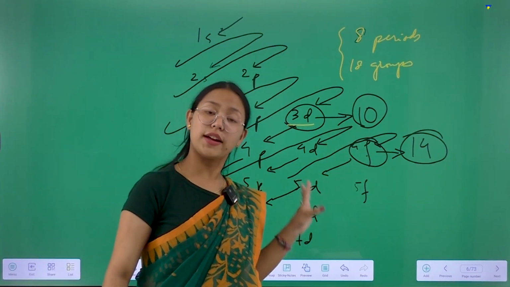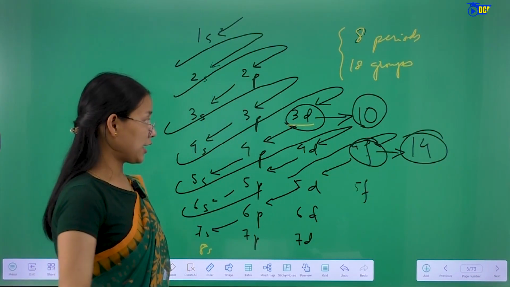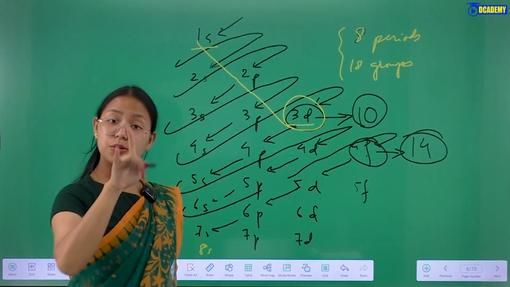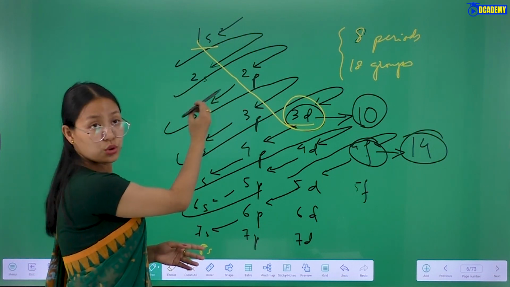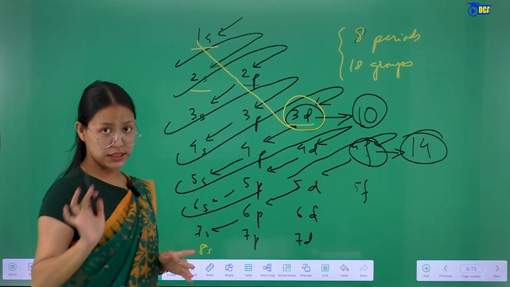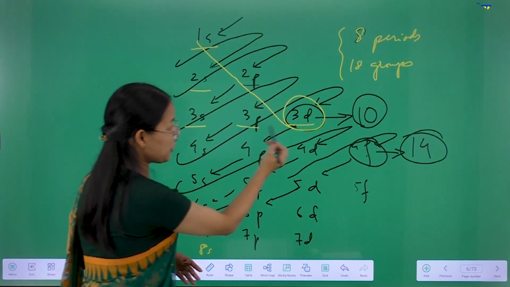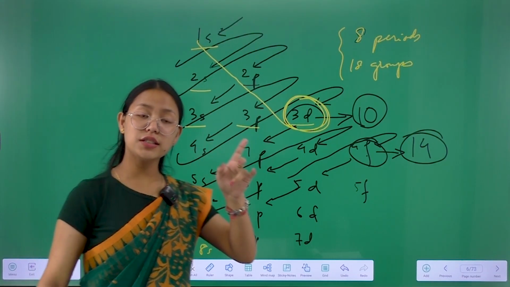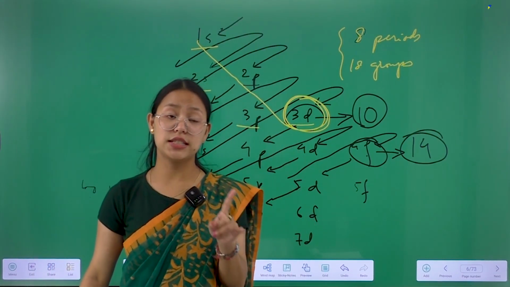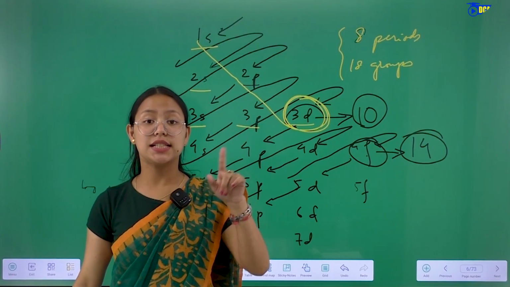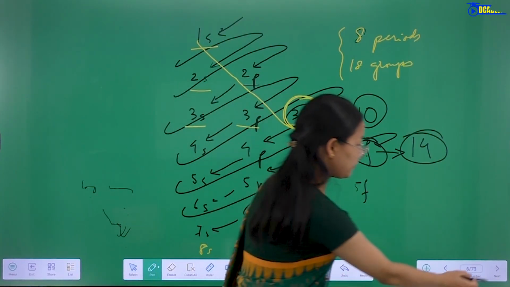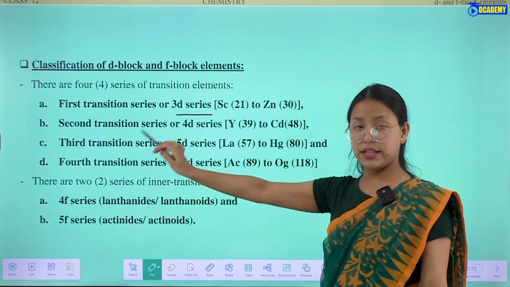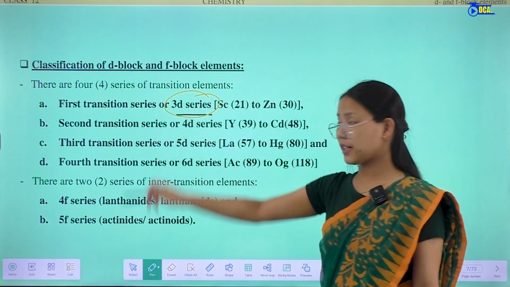Block P, block D, block F. So these are the series. For 1s, the S orbital, then 2s and 2p, again 3s, 3p and 3d. The 3d has the first row of the transition series, known as the 3d series. The first transition series is called the 3D series.